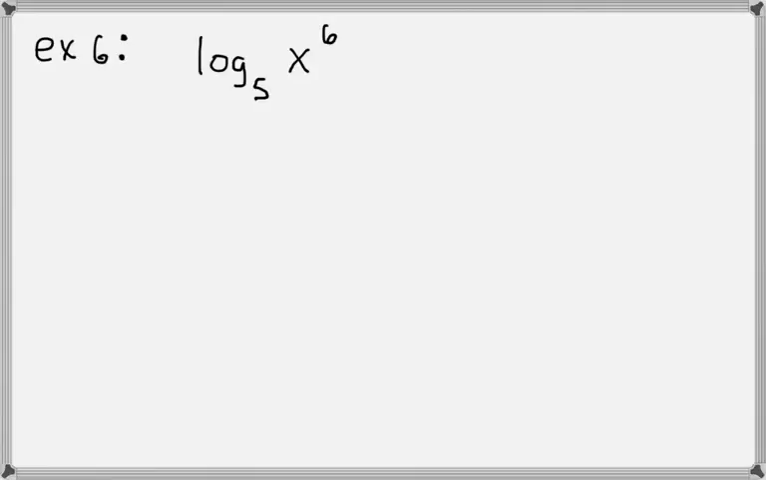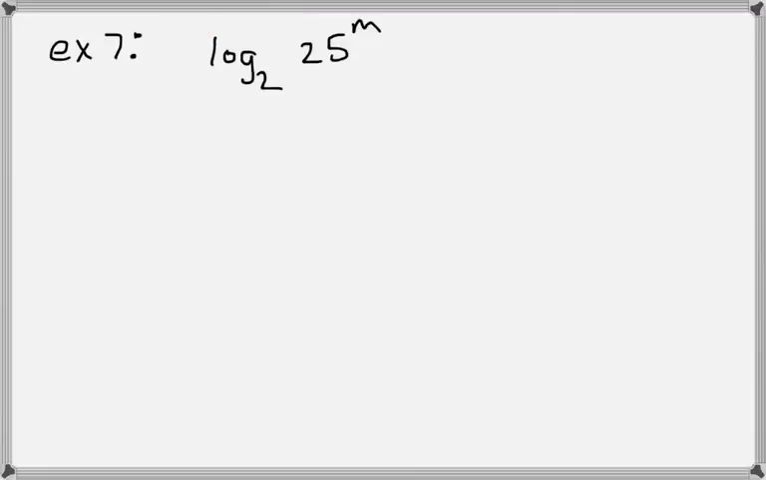In example 6, we now have some variables involved instead of all numbers. But the process and the concept is still the same. It matches our power property, so we can take that exponent and move it out front as a coefficient. So we have 6 times the log base 5 of x.